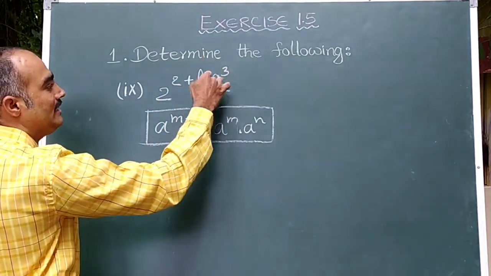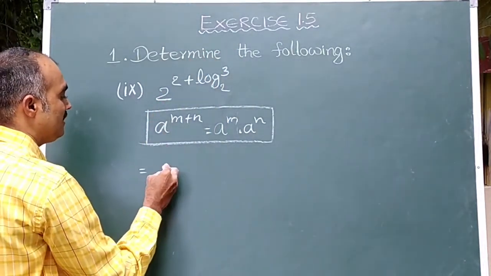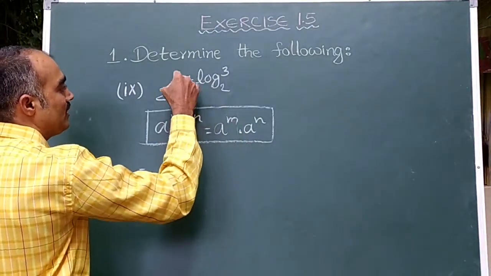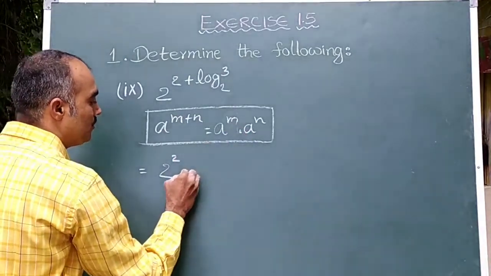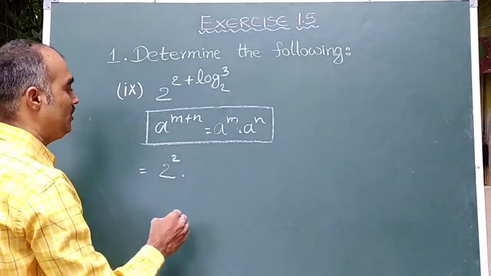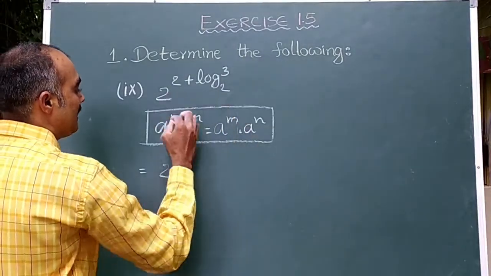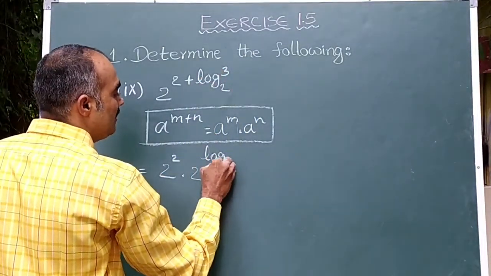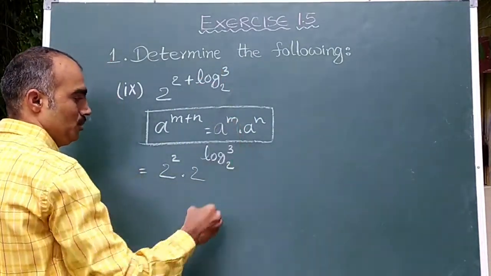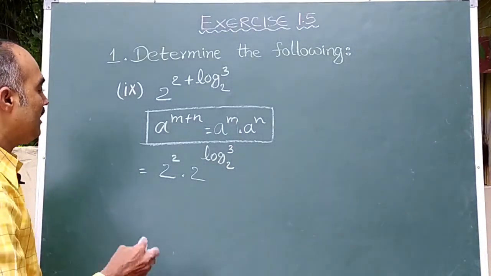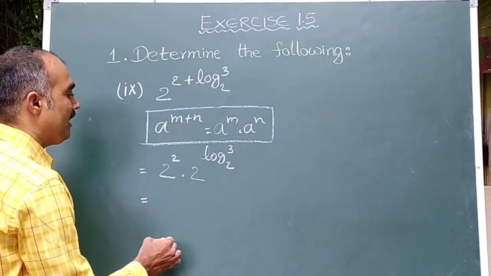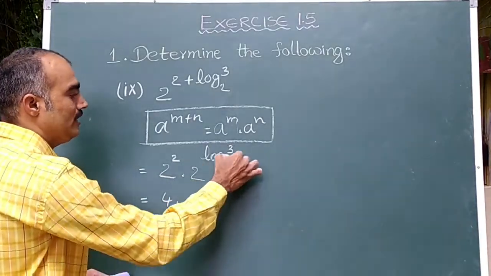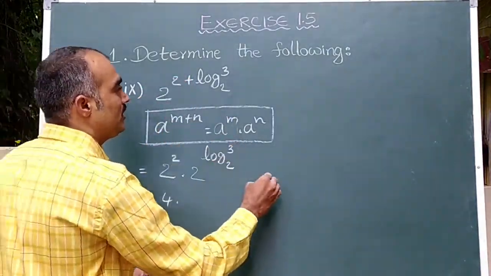Here this full is n. So here I am writing this as a power, a means 2, power m means first one, that is 2, into, so dot also acting as into only. So here a means again 2, power n means log 3 base 2, right? So here we can write 2 square directly as 4. Now let us see what about this.